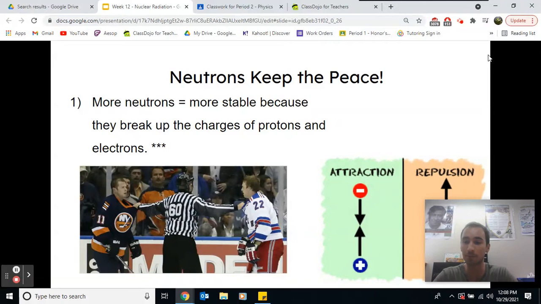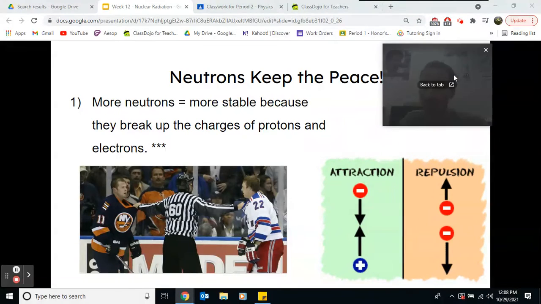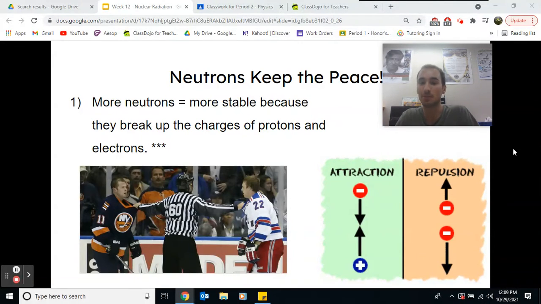So could you write down, the more neutrons, the more stable, because you basically have more peacekeepers or more teachers or more refs trying to break up those fights. So they break up the attraction of the electrons. So that's what the neutrons do. They stop these from attracting and they stop these from repelling. That's why more neutrons can be more stable. So could you draw a picture of this on the right side?